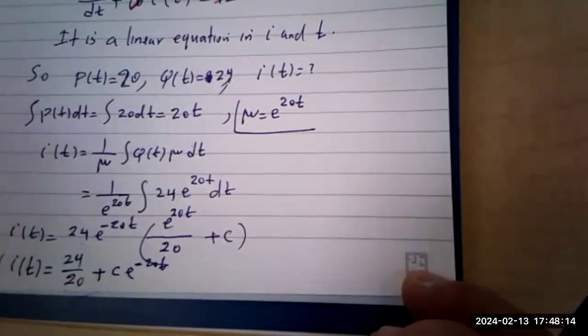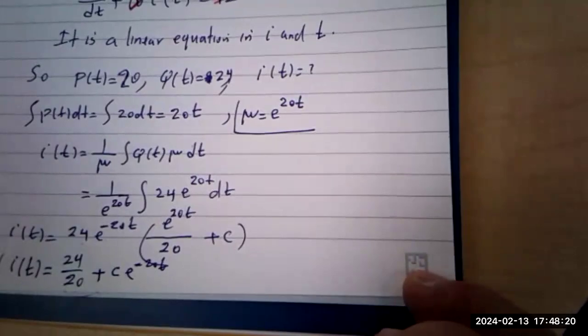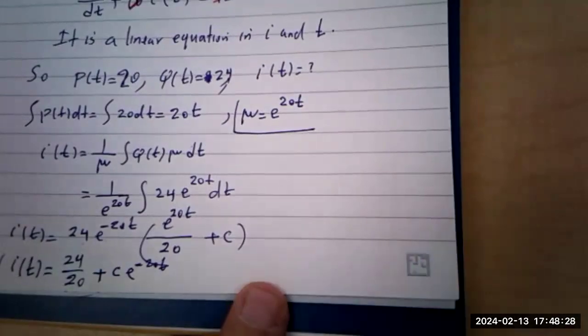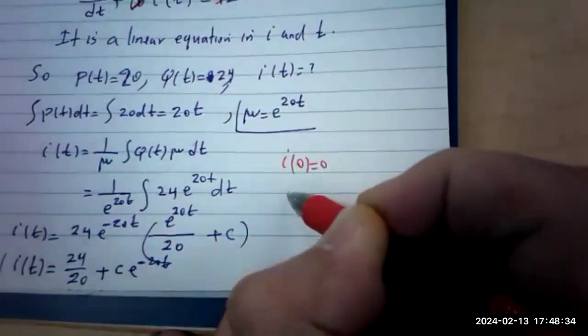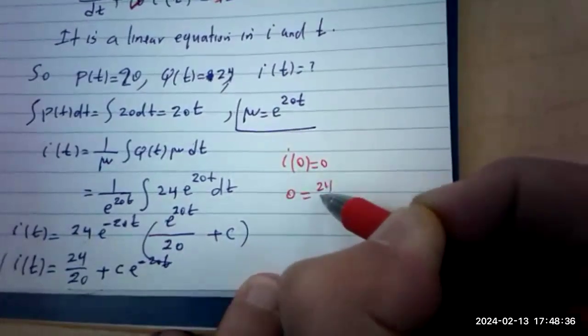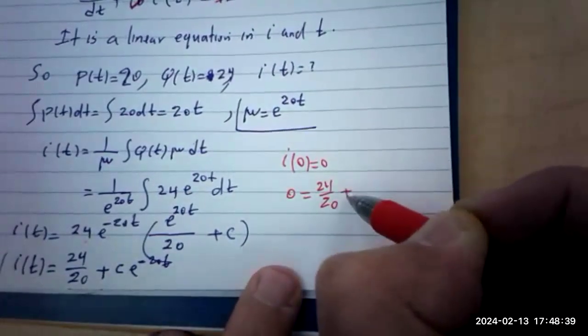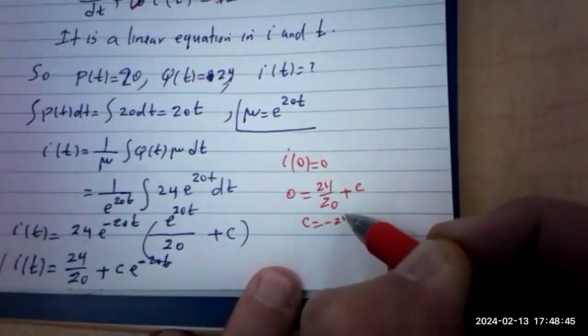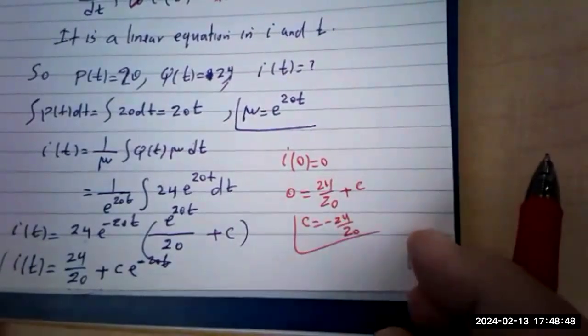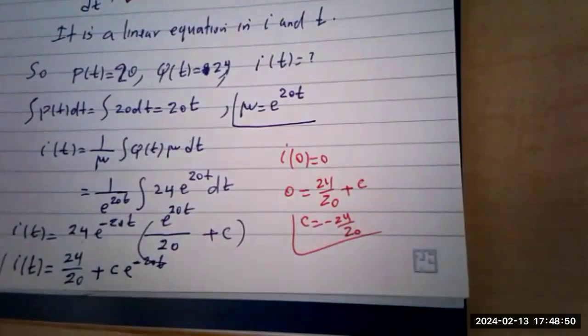Any question? So you don't have any more information. That's going to be I of t, and you have the initial value. Initial value is 0, so I of 0 equals 0. You simplify everything, and I of 0 is equal to 0. So that gives you 0 equal to 24 over 20 plus c. So c would be negative 24 over 20. So you go back and substitute c here. You can factor it out if you like. You get the final answer.